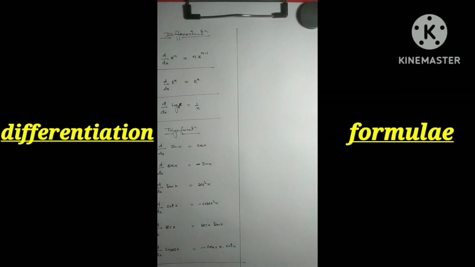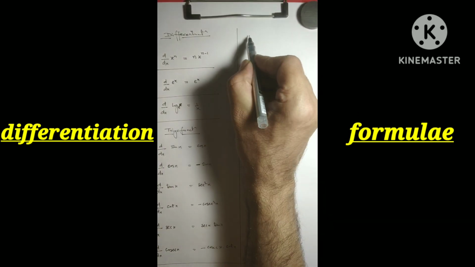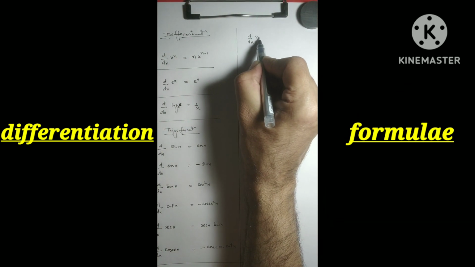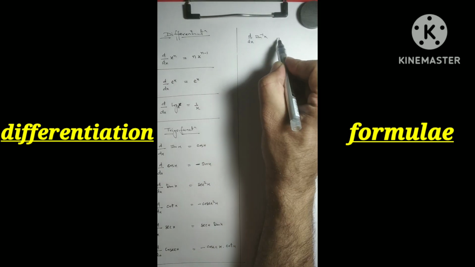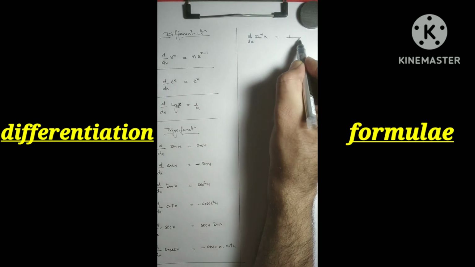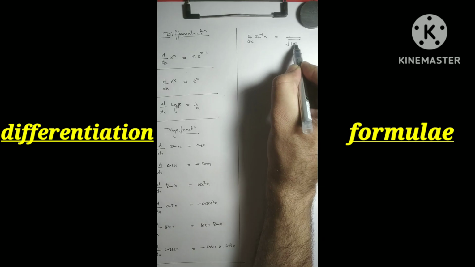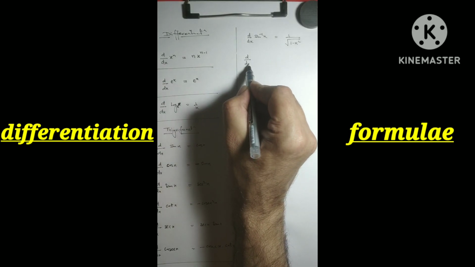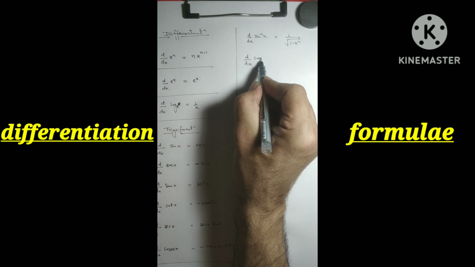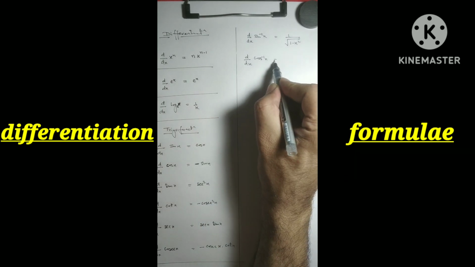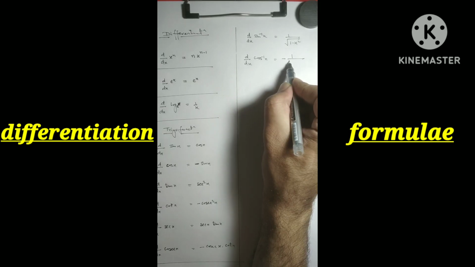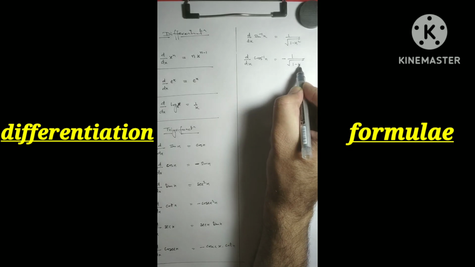Now inverse functions, trigonometric inverse functions. So d over dx of sine inverse x, and result is 1 over under root 1 minus x square. D over dx of cos inverse x, it is the same result but with negative sign, 1 minus x square.